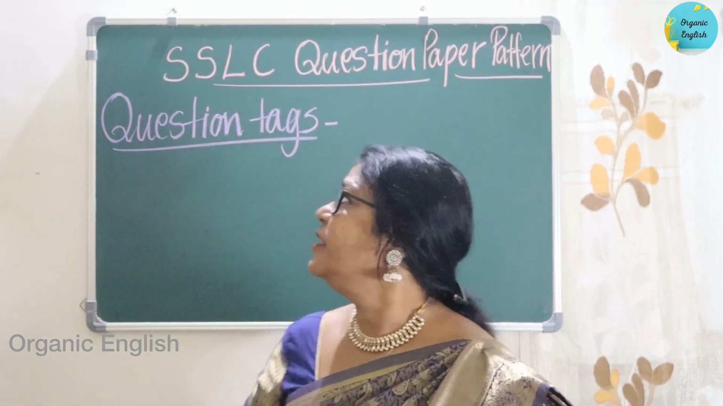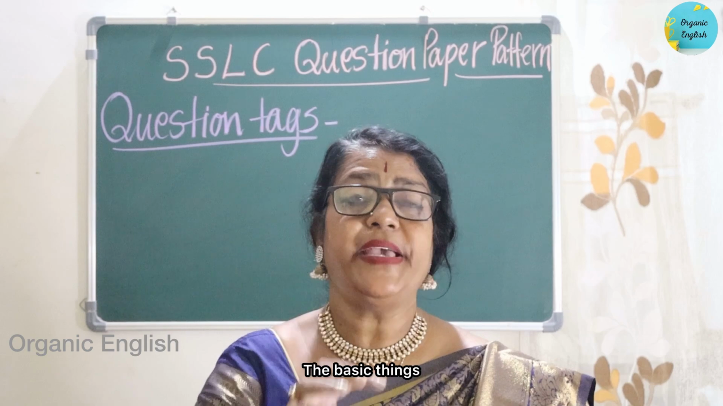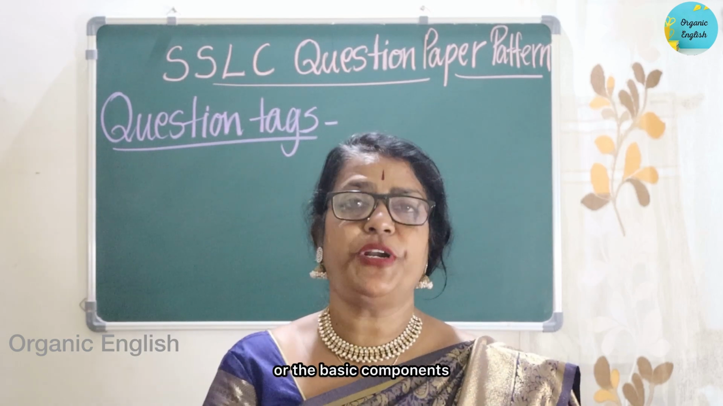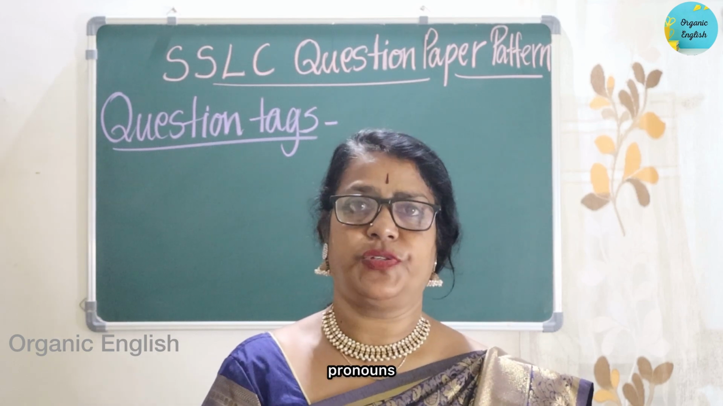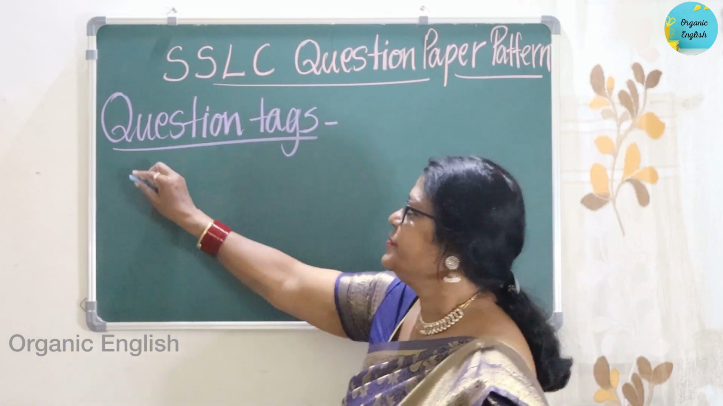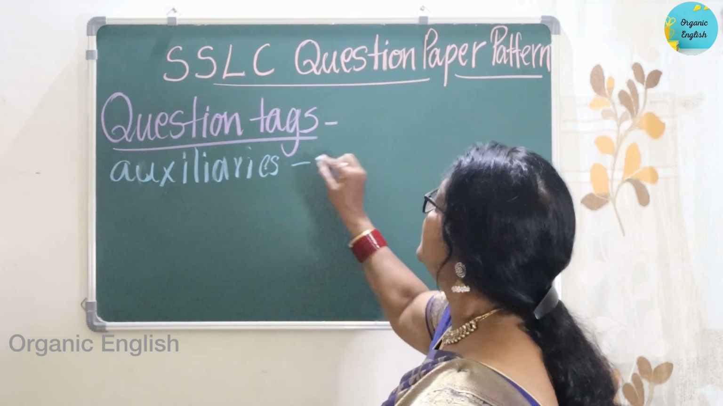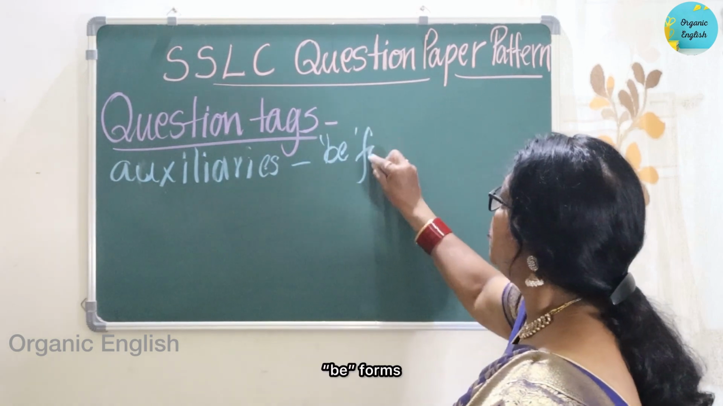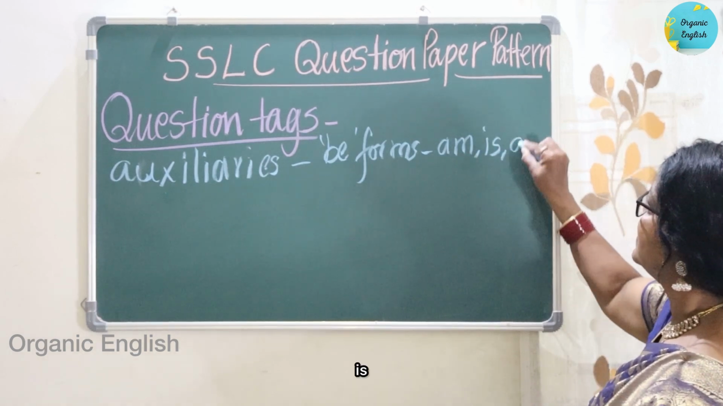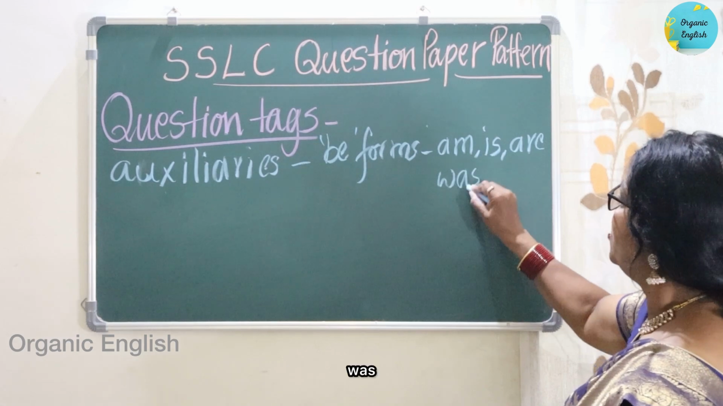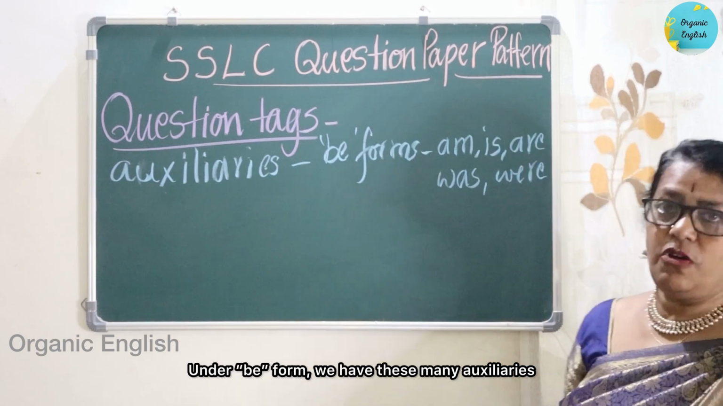Let's see. So here, let's take question tags. For question tags, the basic components that are needed are auxiliaries, modals, pronouns. Let us see a few here. When we take up auxiliaries, we have be forms. They are am, is, are, was, were. Under be form, we have these many auxiliaries.